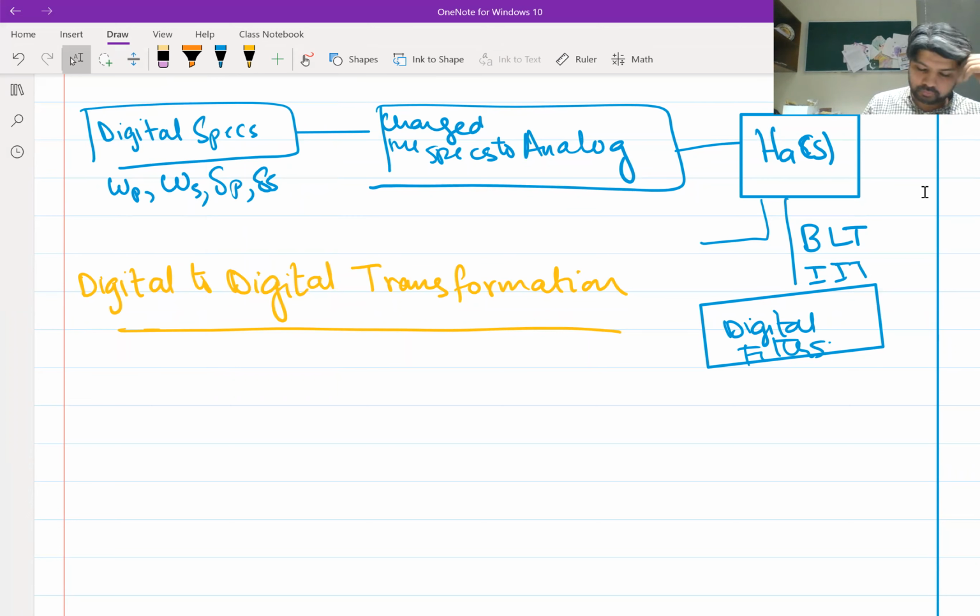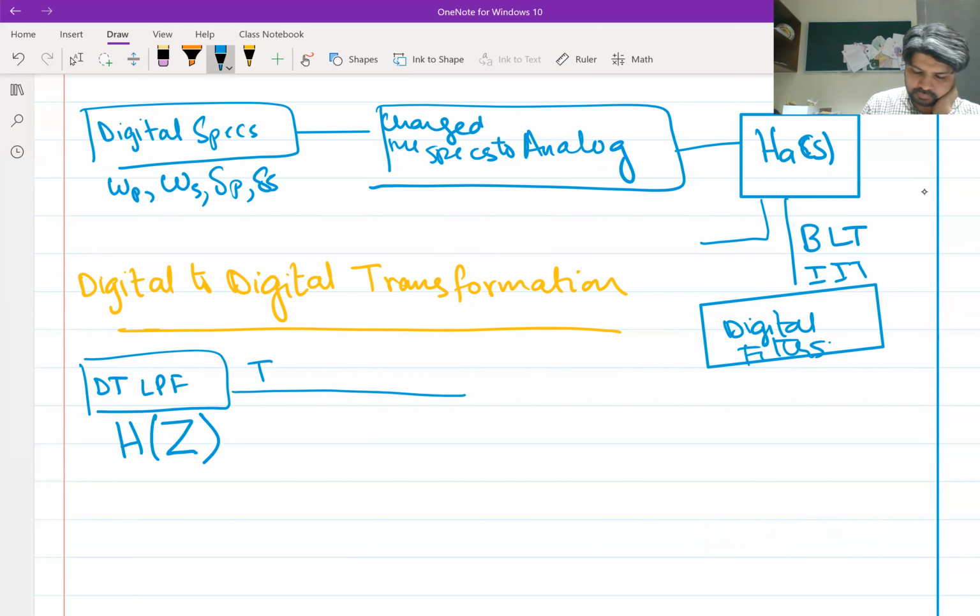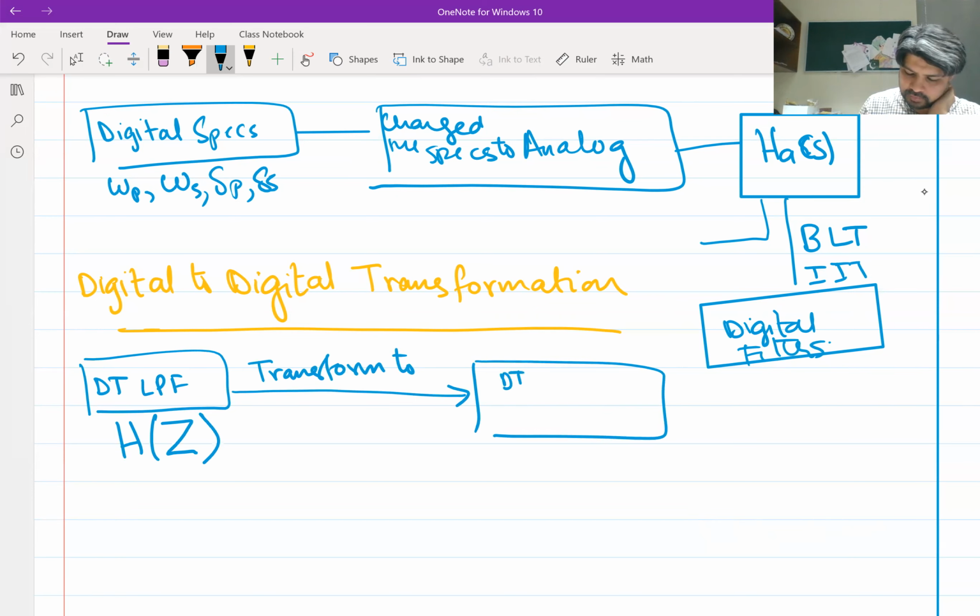Okay, so we would be given this digital discrete time low pass filter, which we would call H of capital Z. Please note that we will denote it this way, and we would transform this discrete time filter to the desired discrete time filter, and that would be H of small z.